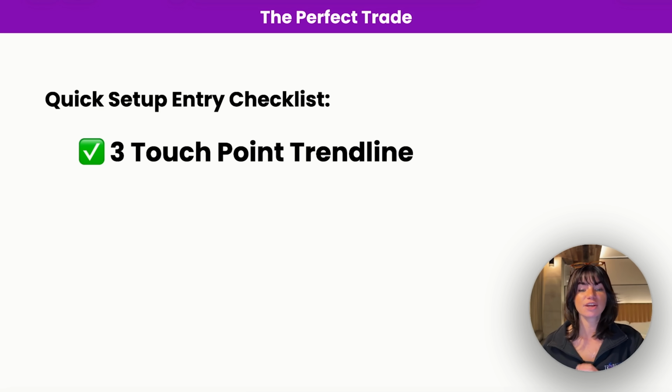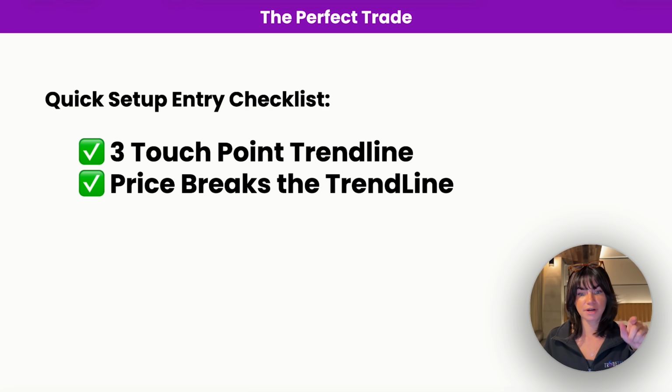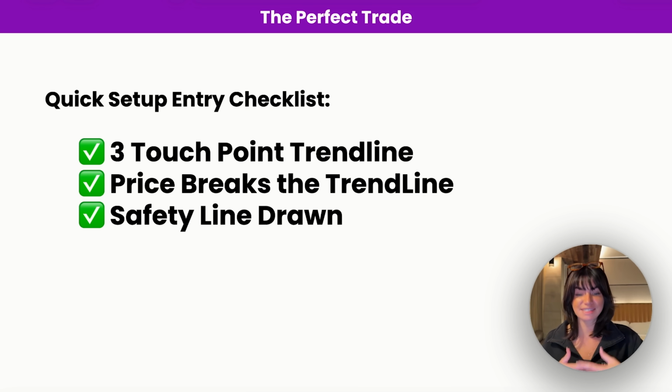Let's get into it. This right here is a quick setup entry checklist. So the first thing that has to happen is the trend line has to have 3 touch points. This is called the 3 touch point trend line break, so the trend line needs to have 3 touch points. Next thing, the price needs to break the trend line. So this is very self-explanatory at first. I'll go over some more examples in a moment, but this perfect setup, the 3 touch point trend line break playbook or 3 touch point trend line break setup, needs to have 3 touch points on the trend line and the price needs to break through the trend line. Next, you need to have a safety line drawn. I'll show you guys how to do that and what that means.